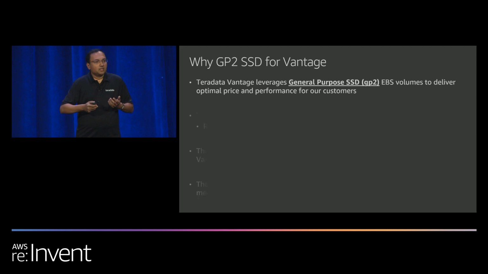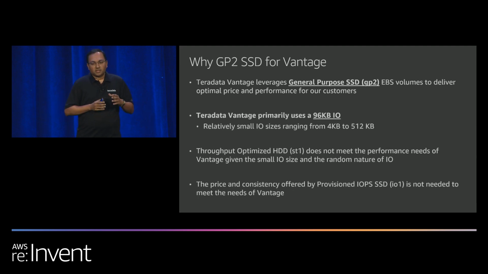Now, if we compare it to some of the other volumes that were discussed, it's important to note that for Teradata Vantage, the I/O size is typically 96 KB with a range of 4 KB to 512 KB. That means it is typically small and random in nature. Because of that, the ST1 EBS volume type does not have the necessary performance because of the random nature of I/O that we have. The IO1 is very performant, but the price and consistency that it gave is not required for a system like Vantage. And therefore, again, because of the balance, we went with GP2.